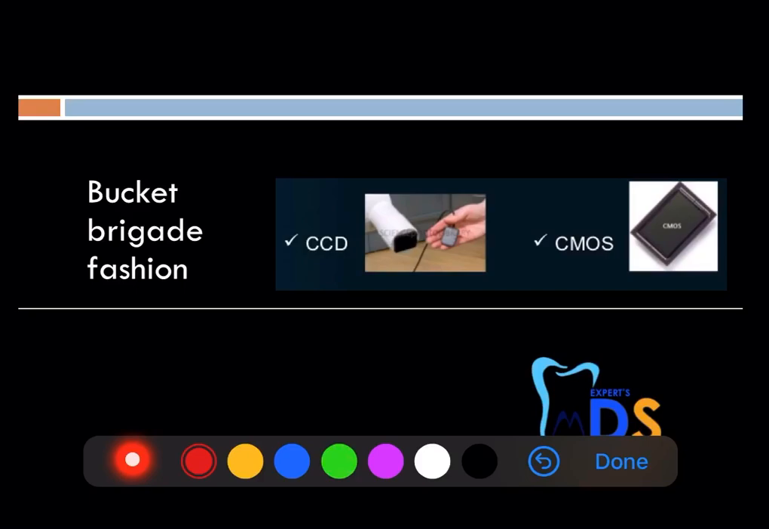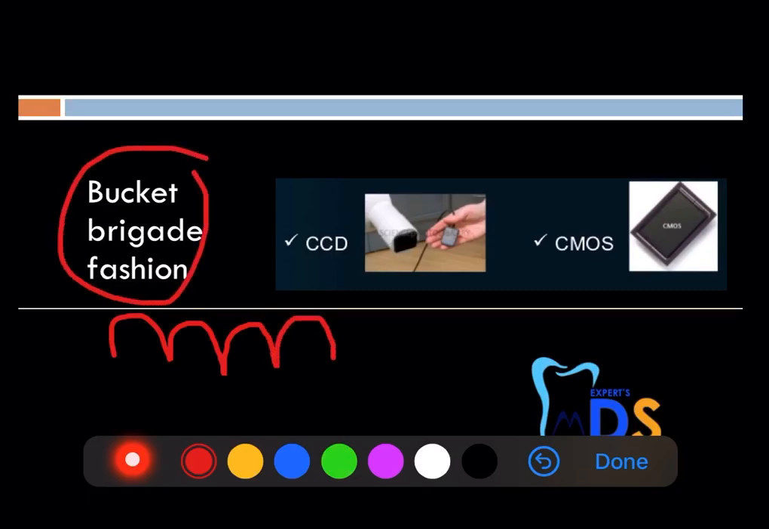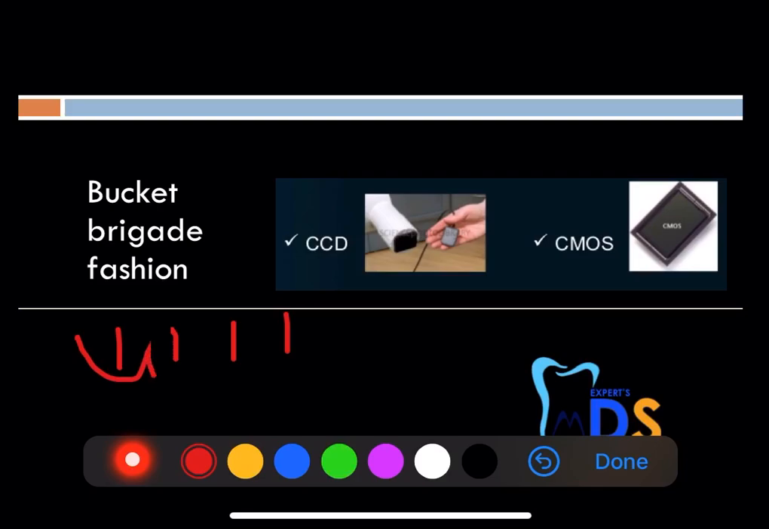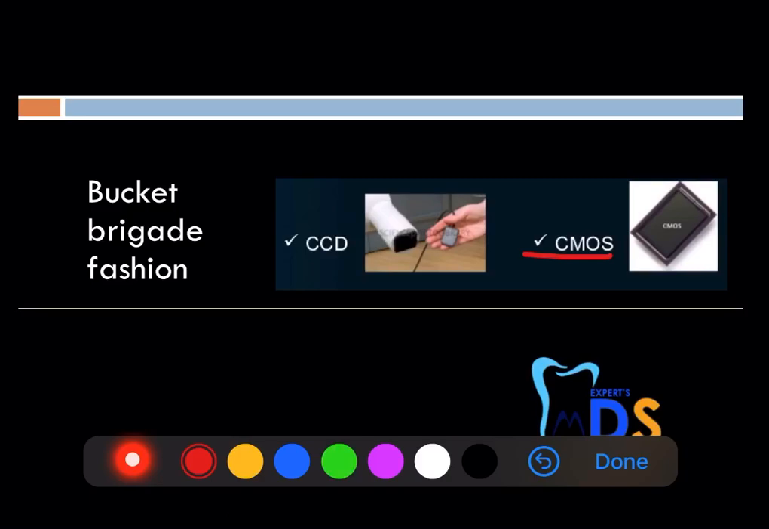The signal is transmitted from one pixel to the other in a bucket brigade fashion in CCDs, whereas that is not seen in CMOSs. Finally, the signal is amplified and transmitted to the transistor, and with an analog to digital converter it is displayed on the computer. This is related to CCDs. In CMOSs, each pixel is completely isolated from another, and each pixel is individually connected to the transistor. So there is no such bucket brigade fashion in CMOSs. That is the major difference between CCDs and CMOSs.